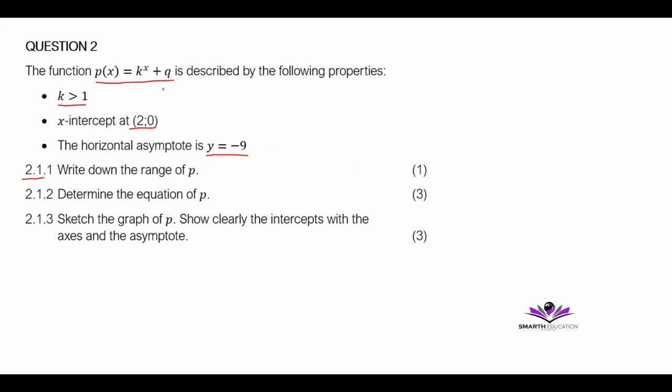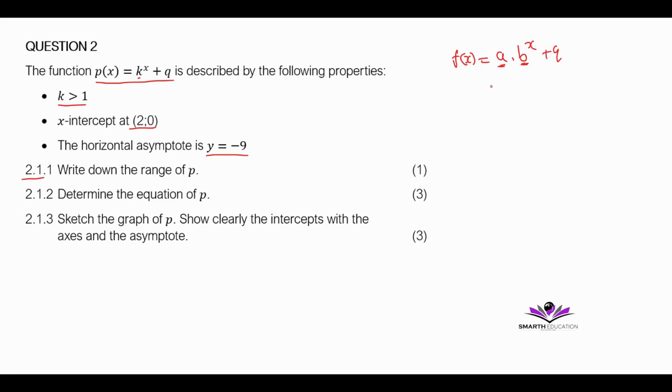We have to understand the shapes of exponential functions. Let's say we have our general equation, f of x is equal to a times b to the power x plus q. b is the base, a is the coefficient. So b is like our k here, where k is the base. For p of x, our a is 1. The coefficient of the power there is 1.